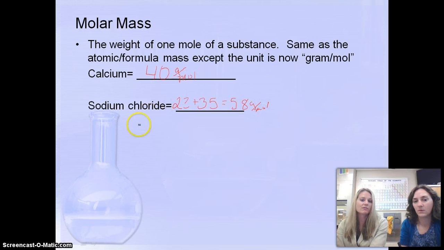You're going to add up everybody. And after a while, you're going to really start to memorize these because you're going to use a lot of the same ones over and over again. Like water, you'll know is 18. Carbon, 12, all of those.